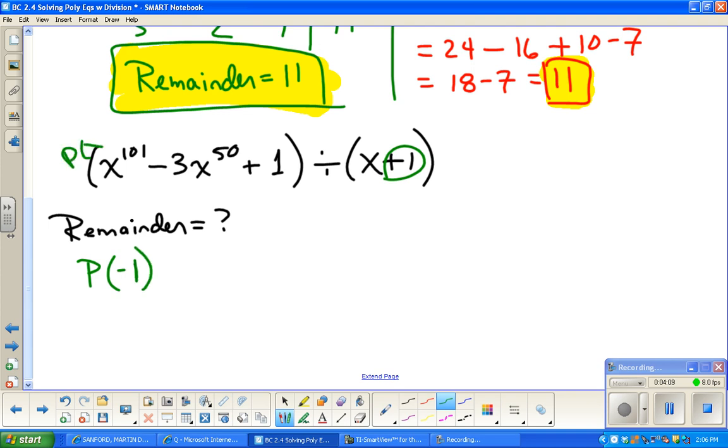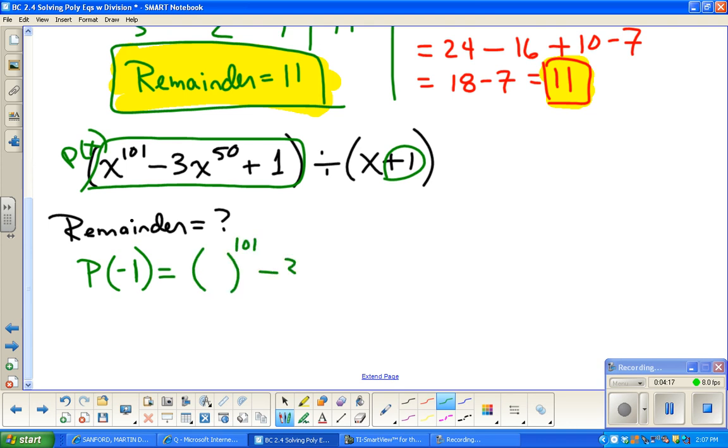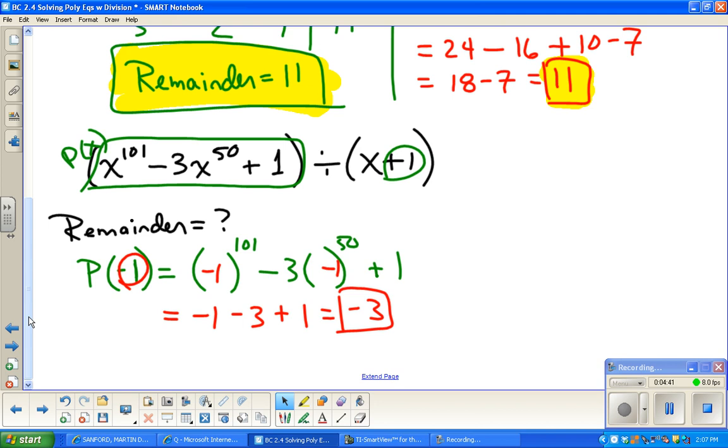This is the p of x here, the polynomial that we're dividing into. So here we go. I'm just going to say something to the 101st power minus 3 times something to the 50th power plus 1. I'm just going to substitute in this -1. So here we go, -1 and -1. -1 to an odd power is going to be -1. Well, this is -1 to an even power, so that's going to be 3 times 1 plus 1, so that's -4 plus 1 is -3. And so I just found the remainder of that division without actually dividing.